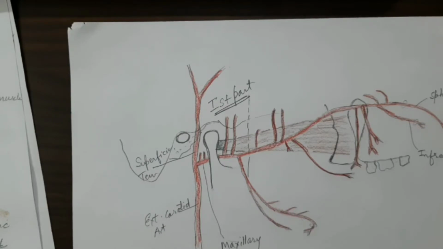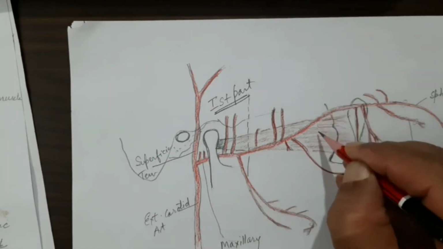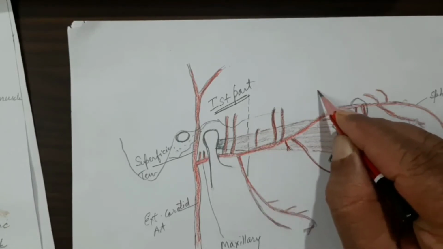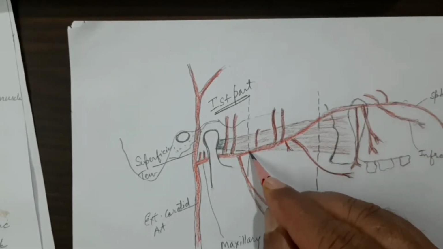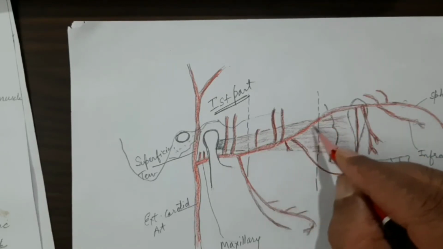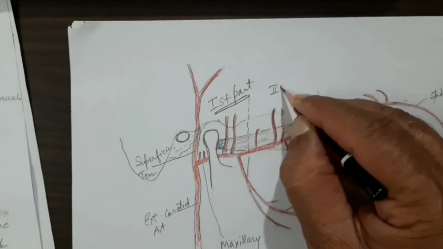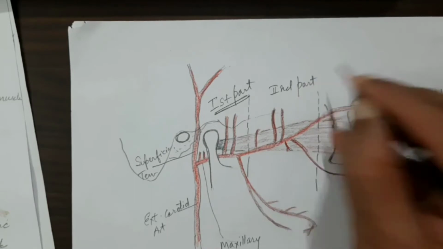Then the second part lies on the superficial surface of the lower head of the lateral pterygoid. See this? Then it is leaving the superficial surface. I will draw one dotted line here to show that between the lower border and the upper border, where it is lying on the superficial surface of the lateral pterygoid muscle, this is the second part of the maxillary artery. I hope that you have understood.